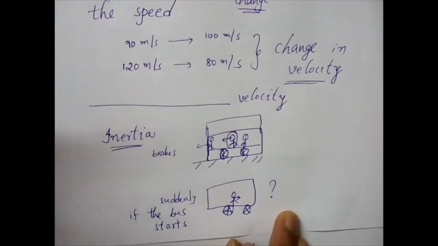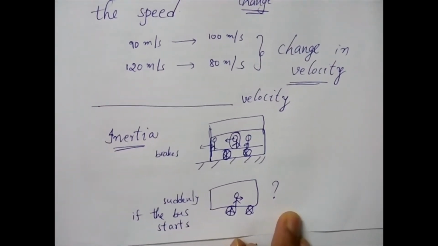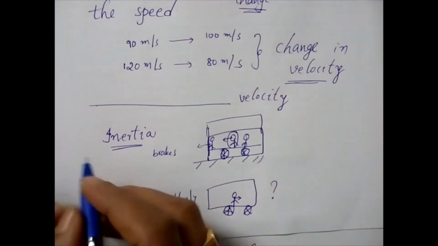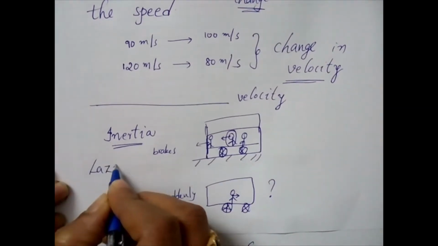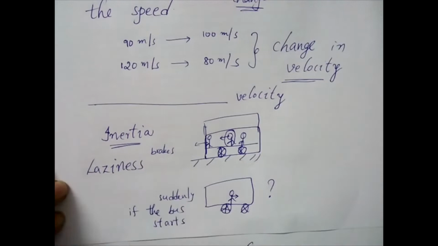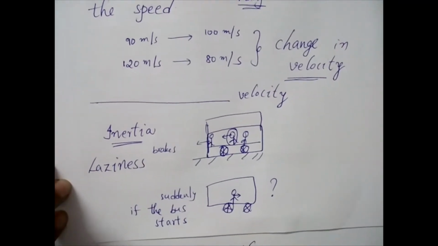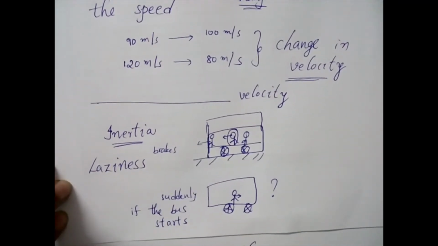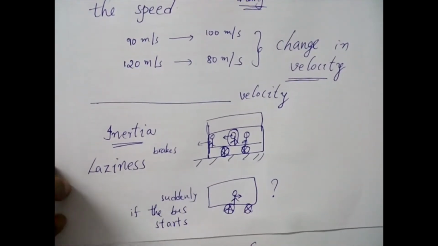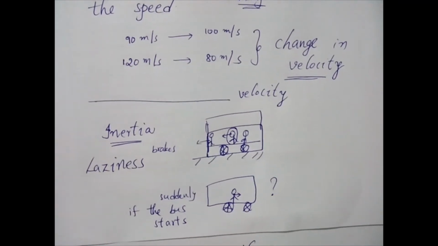Inertia means, for example, laziness. You can take it as laziness of the body. Laziness means what? If there is no force applied on us or any body, it doesn't want to change its position. It doesn't want to change its state.